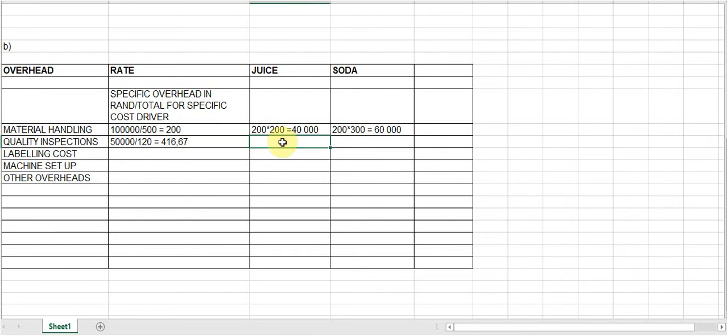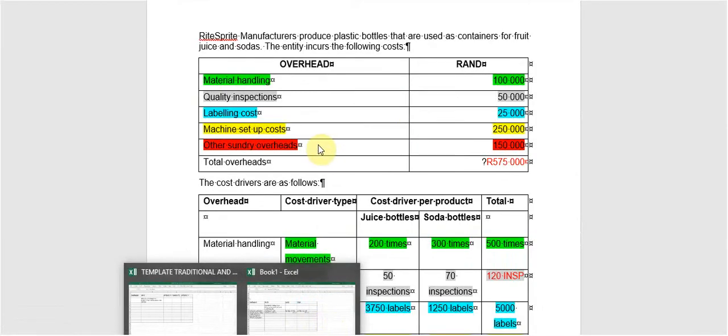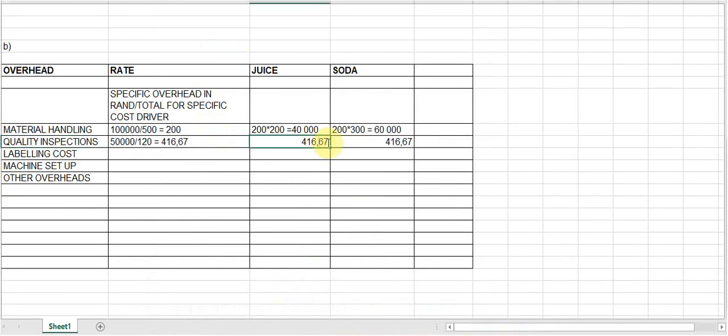I am now going to take that rate, 416.67, and I need to copy it in or carry it over to each of the products. Now I need to go and times it by the specific cost driver for that product. So going back to quality inspections, it was 50 and it was 70. So I need to times here by the juice bottles by 50, and here I need to go and times by 70.